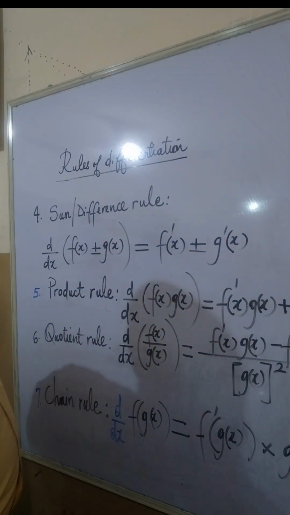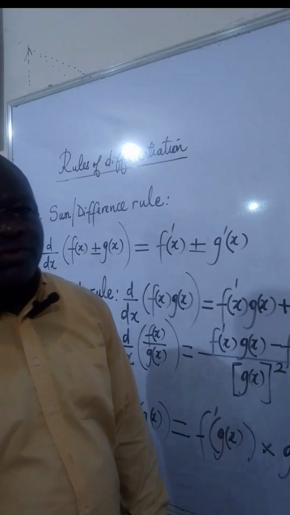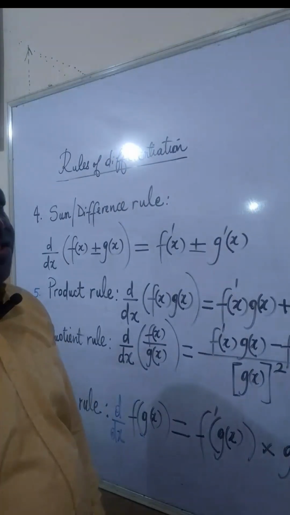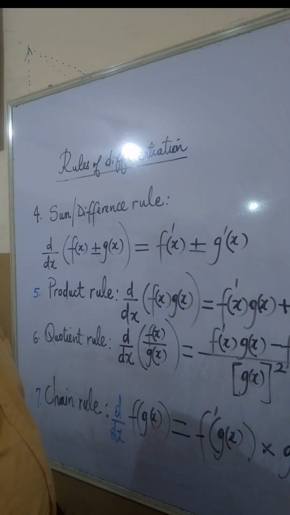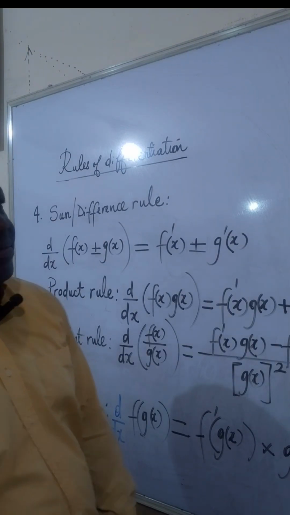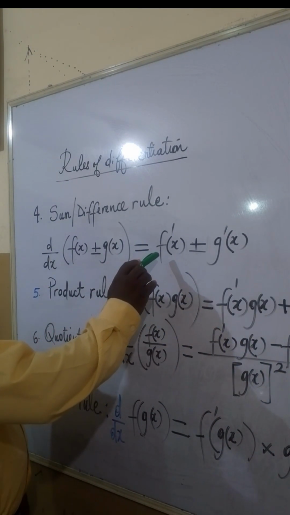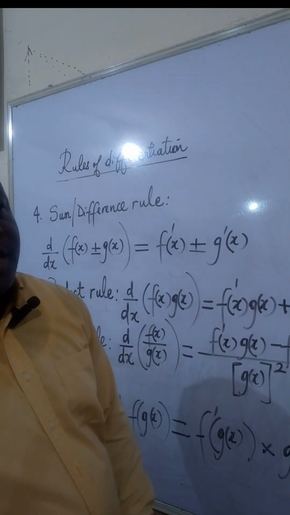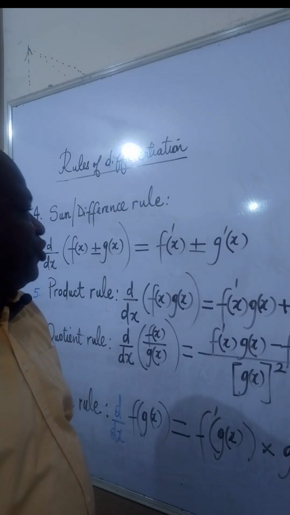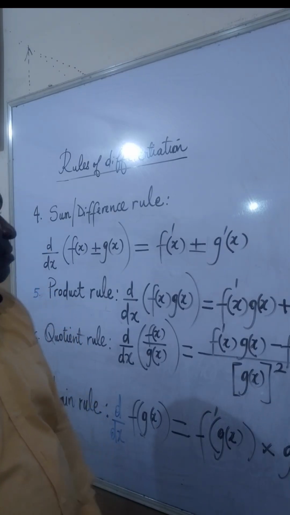So we are going to look at rule number 4, which is the sum or addition rule. You are given a sum of two functions or a difference of two functions. How do you differentiate? Here we are differentiating each function. Differentiate f, differentiate g, and maintain your sum or difference.